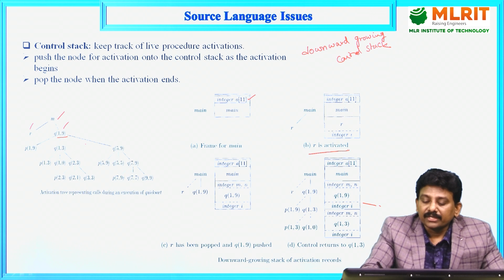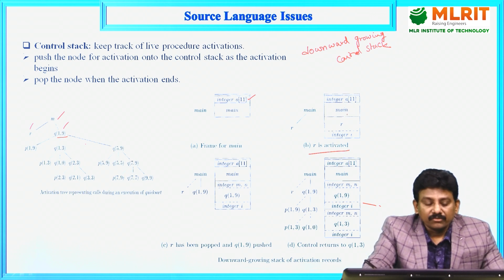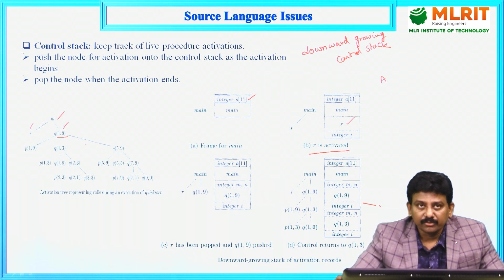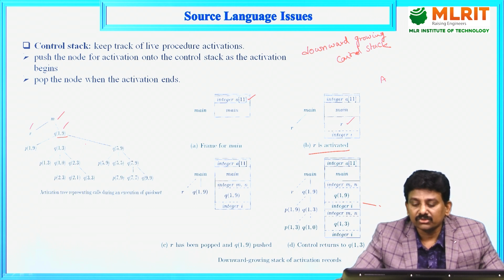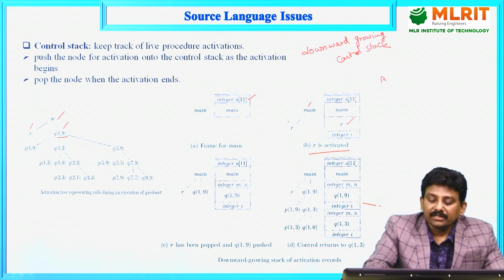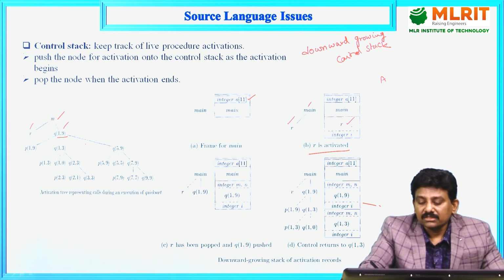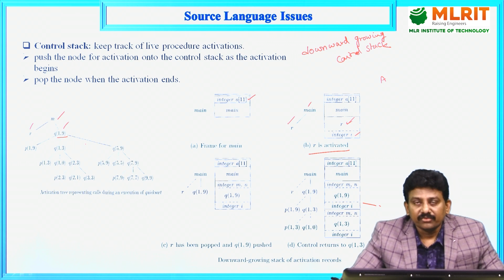Next, diagram B. After main, we will call the read array function. For read array, an activation record will be pushed onto the stack. The activation record will contain parameters, the return address, and other information of the function. So, each function has an activation record. Whenever a procedure is executed, its activation record is created and pushed onto the stack. So, after main, read array will be executed, and the activation record of R will be pushed onto the stack along with some information.